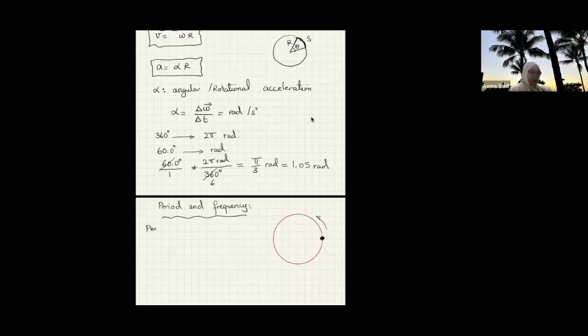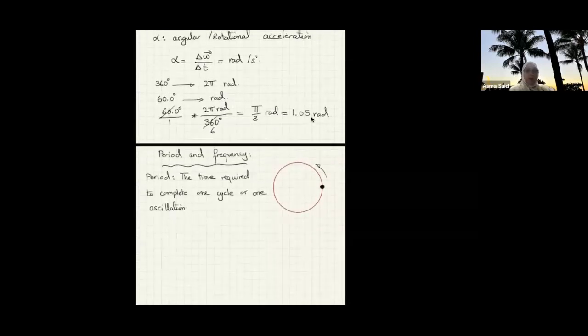Now, we define period as the time required to complete one cycle or one oscillation. That time should always be in seconds.